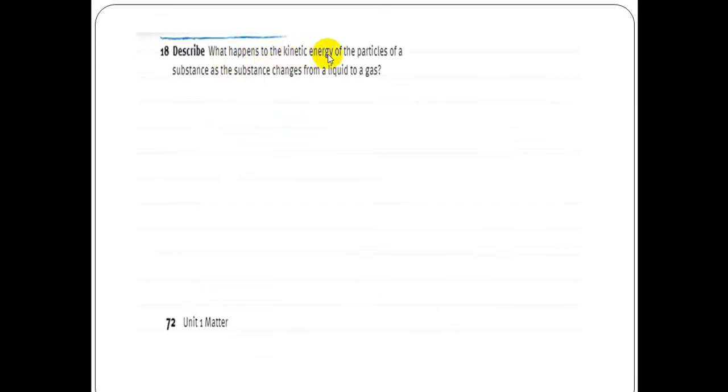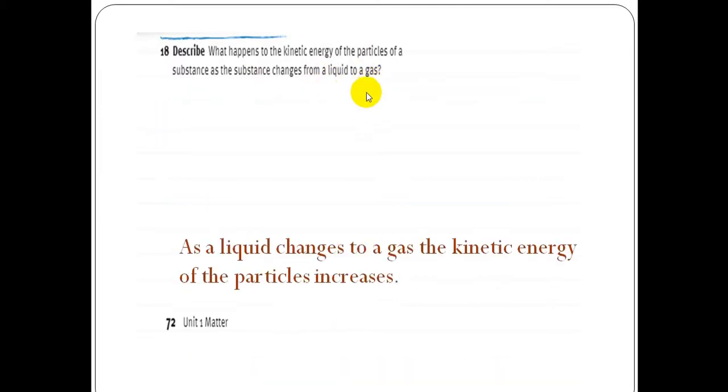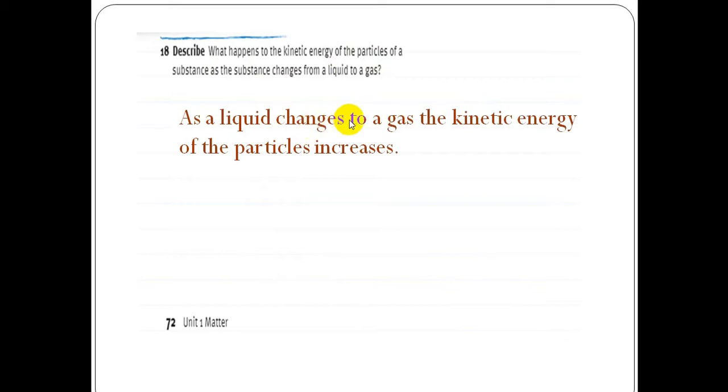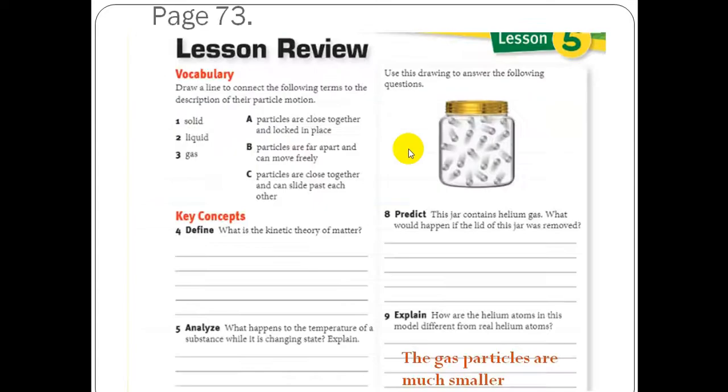What happens to the kinetic energy of particles of a substance as substance changes from liquid to gas? What happens to the energy? Do you remember which one has more energy, gas or liquid? Yes, gas has more energy, so as liquid changes to gas, the kinetic energy of particles increases, because gas needs more energy to move far away from each other, and that's why they have more kinetic energy.